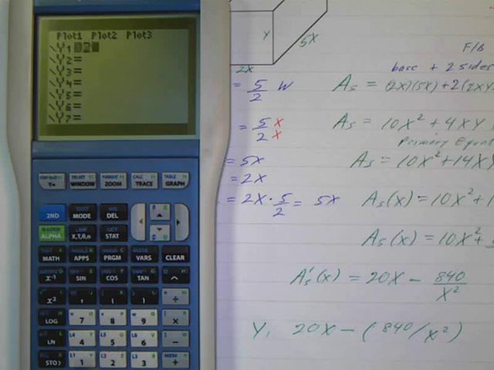So this will be 20x minus parentheses 840 divided by x squared. I put the x over here and there's your square, so kind of watch how to do this. Some people are still using the little caret sign.